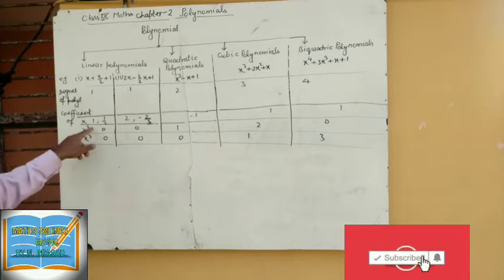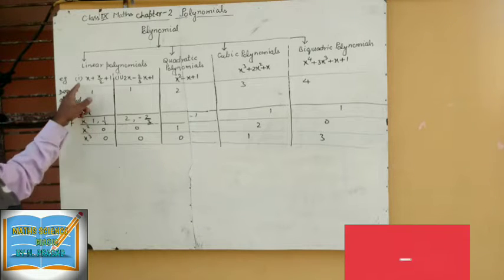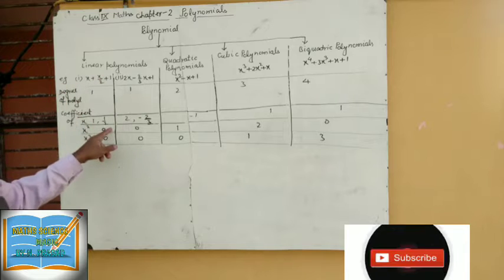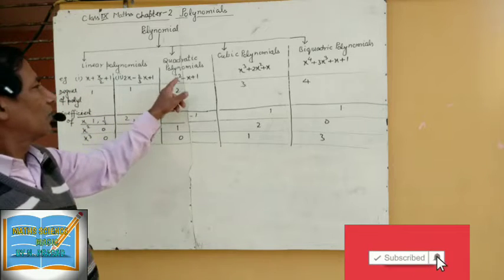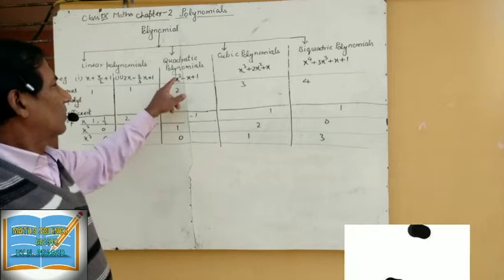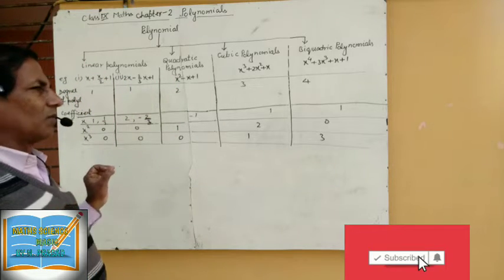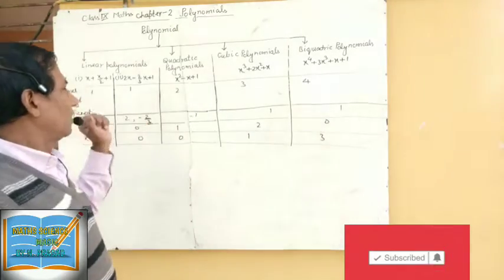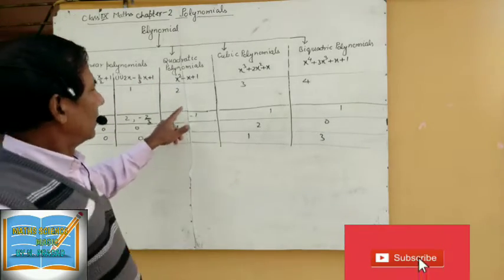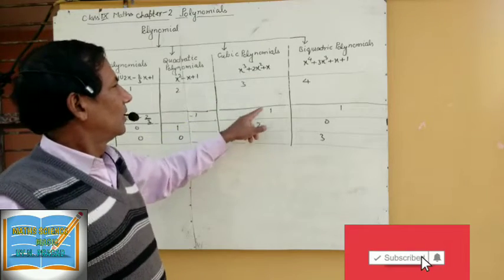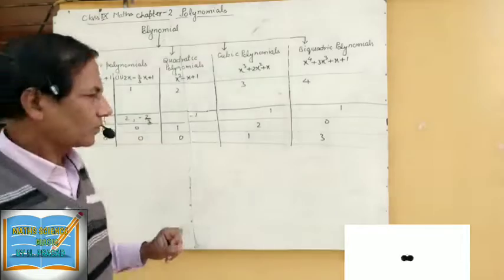Now see, coefficient of x square. Here no x square, that's why 0. Here no x square, that's why 0 coefficient of x square. Here 1 x square is there, x square only. If x square is given, then 1 will be the coefficient, because it is hidden, already understood. 1 is the coefficient of x square. Here x square coefficient is 2, here x square is not available, that's why 0.